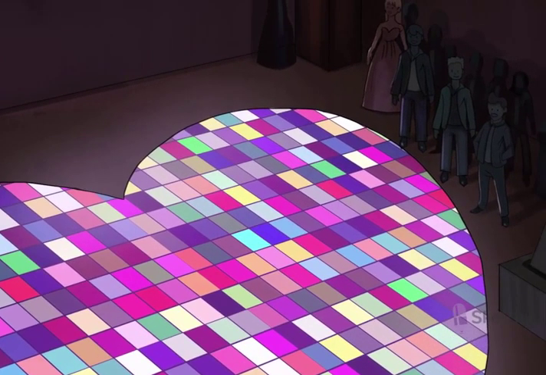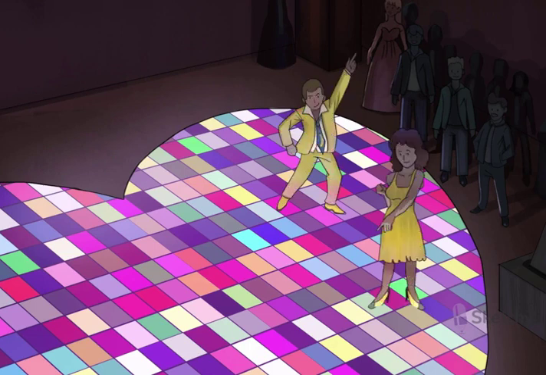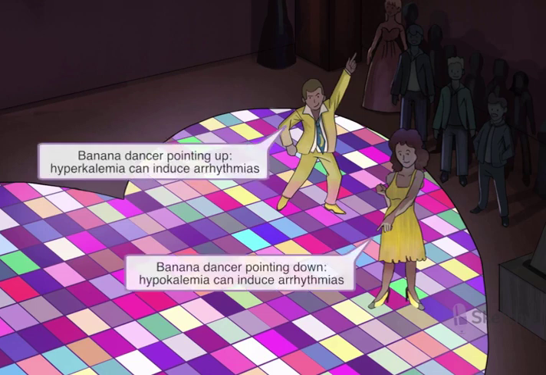Just forget that guy. Poser. I'm looking for something real, like John Travolta real. This is what I'm talking about. Let these two banana-clad disco dancers represent hyperkalemia, with that disco finger up in the air, and hypokalemia, with the finger pointed at the dance floor.